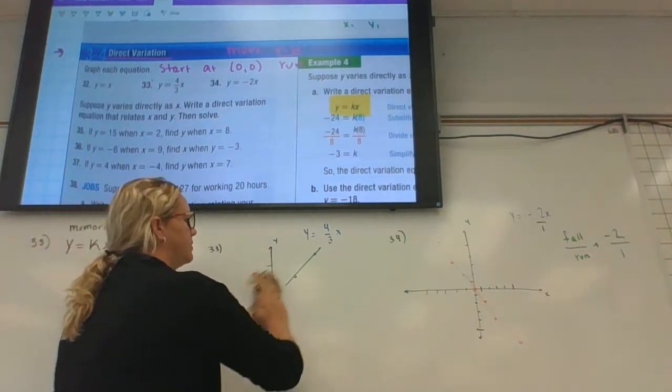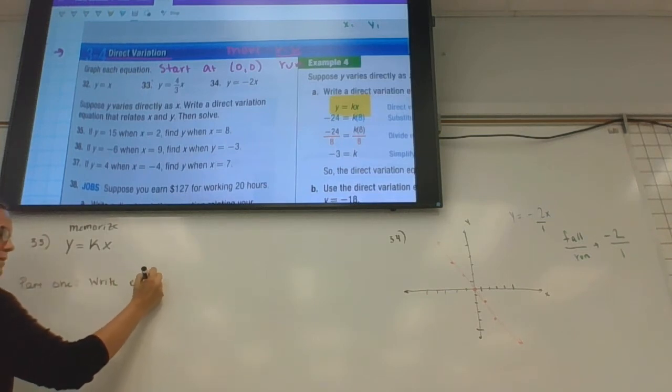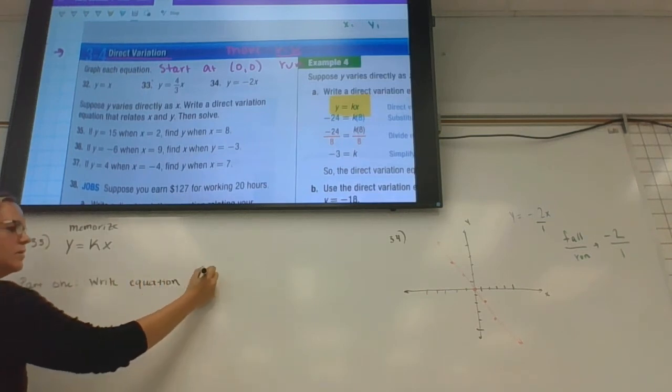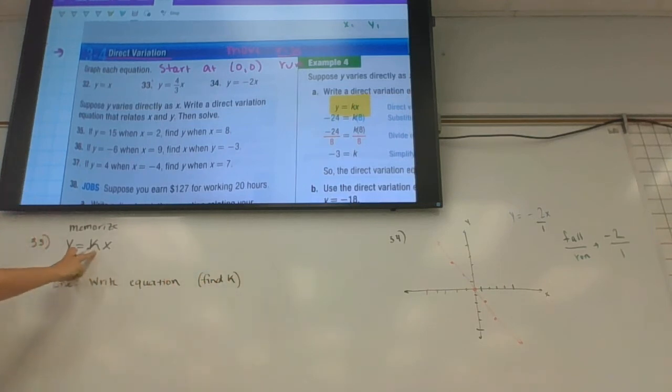This is a two-part problem. It says write the direct variation equation, then solve. So part one, write the equation. What I mean by that is that you have to find k. k is the important number. It's the rate of change, it's the rise over run. So we have to find k.